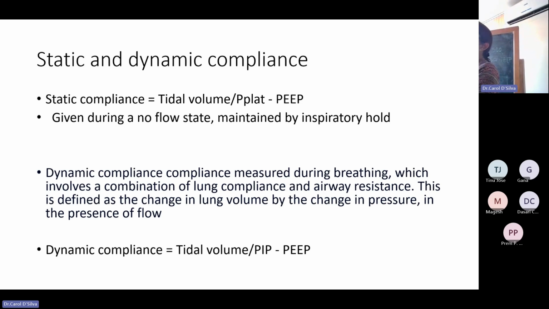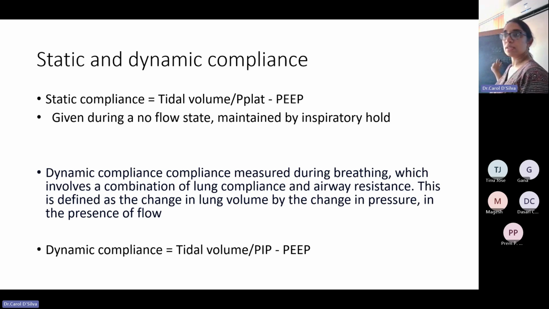That's the whole idea, so that they can participate in gas exchange. It's also helpful in your atelectasis patients. Okay, so that's what PEEP is. So compliance is the tidal volume divided by the plateau pressure minus PEEP, which is static compliance. Okay, so this is something that we commonly measure, especially in a patient who's on a mechanical ventilator.